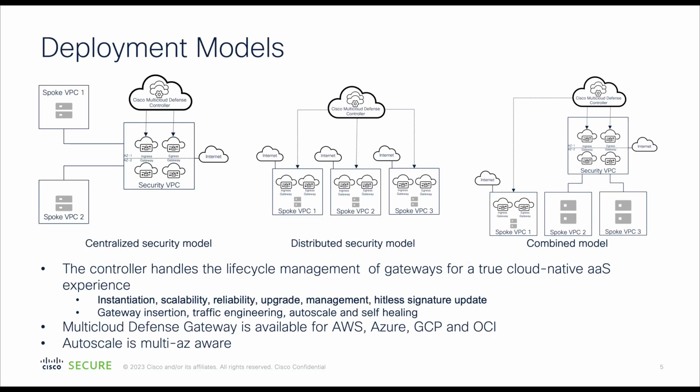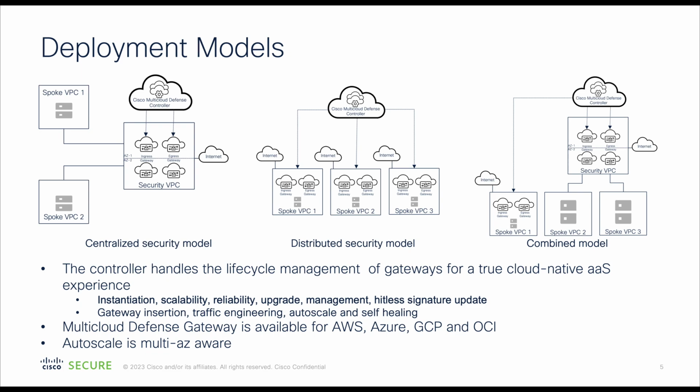Now let's move on to the next topic, which is deployment model. So when you deploy gateways into your account, it is really important to understand what deployment models are supported. We support the centralized security model, a model where we create a security VPC or VNet, and then we deploy our security gateways inside of the security VPC or VNet. All the application VPCs or spoke VPCs are connected to the security VPC, and any traffic between the application VPCs is sent to the security VPC for inspection.